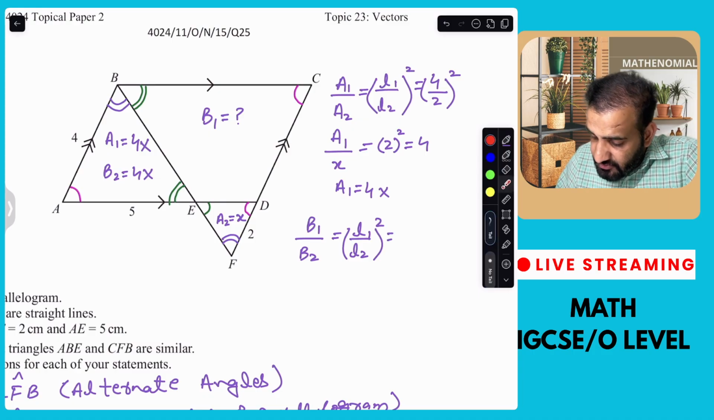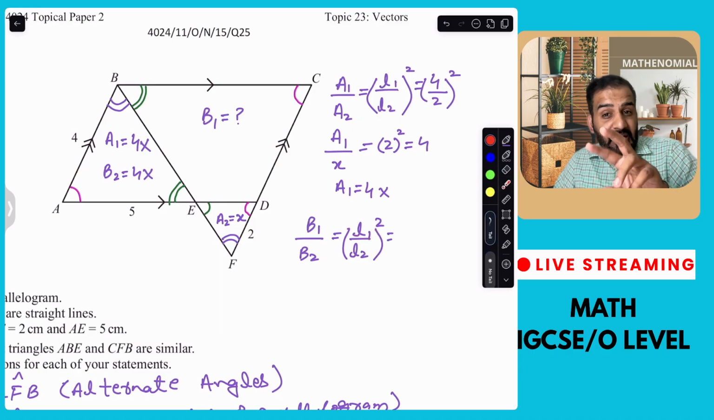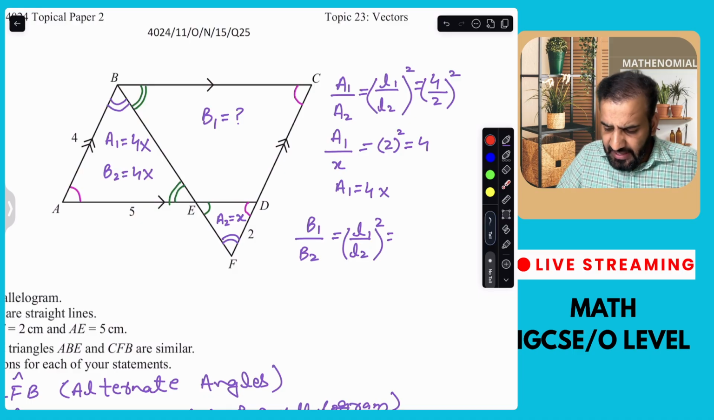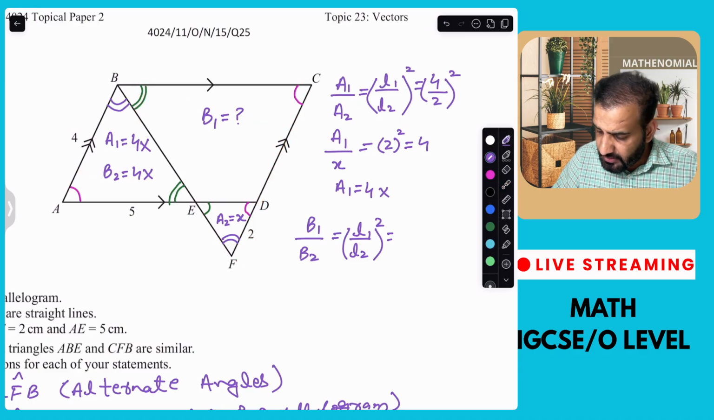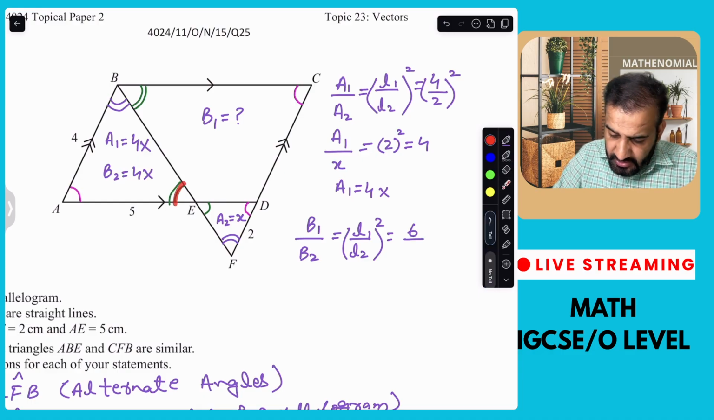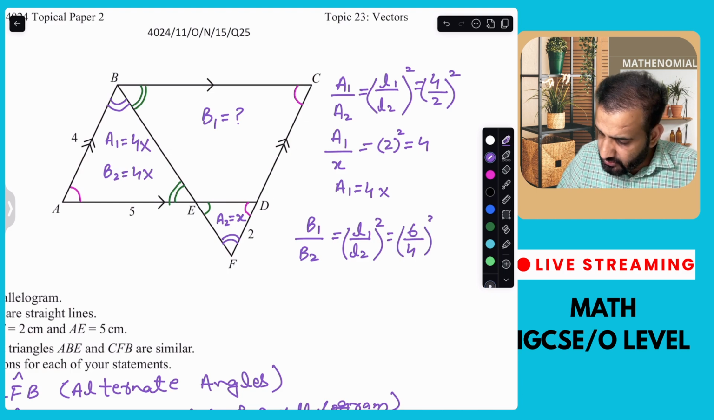So L1 stands for the side of bigger triangle. So what is side of bigger triangle? So you can take any side, ठीक है? Let's say opposite to this green, which was 6, if you remember. So 6 over opposite to green, which was 4. इसको स्क्वायर करें तो ये आता है 9/4.